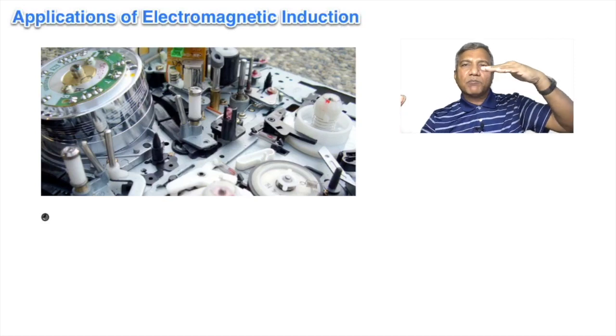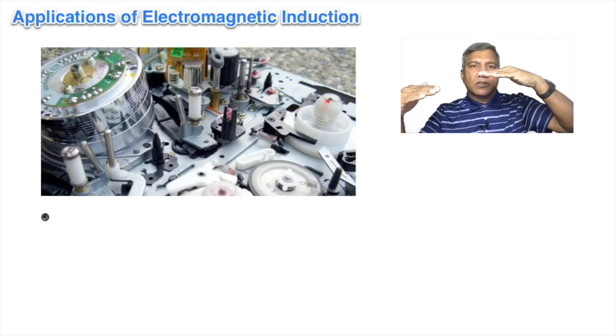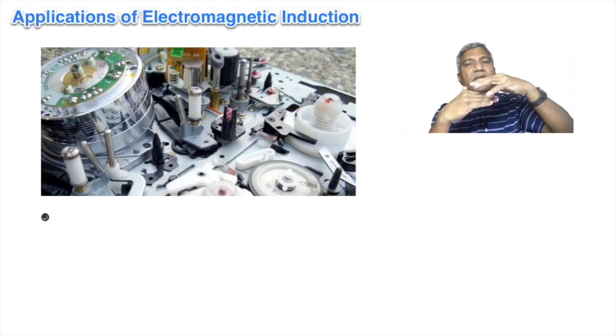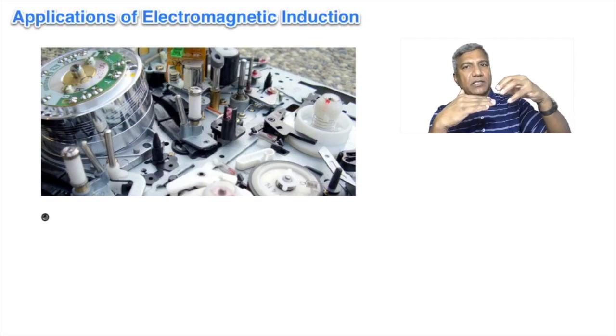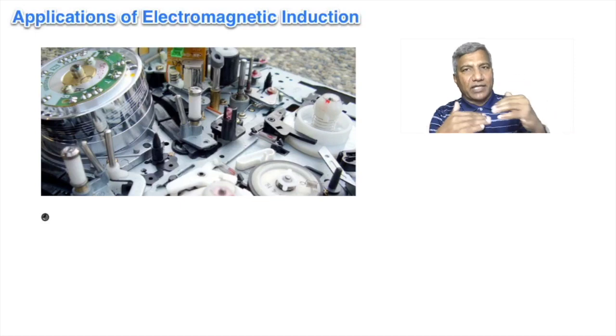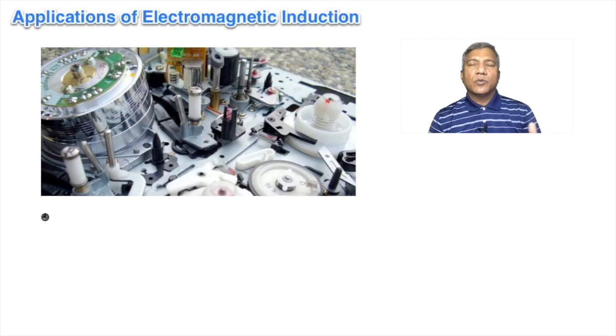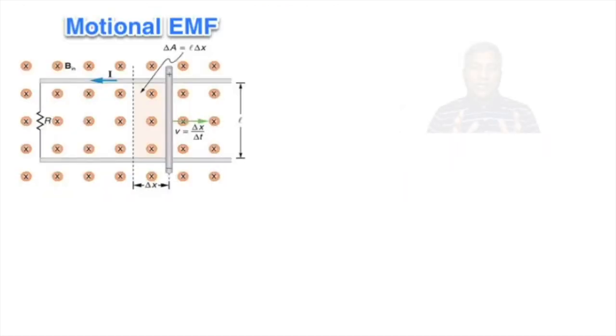And when the tape passes touching the playback or recording head, that changing magnetic field redistributes the iron oxide in a certain pattern. And so from that pattern, we are able to get back the audio or the video that was used for recording. So next up is motional EMF.